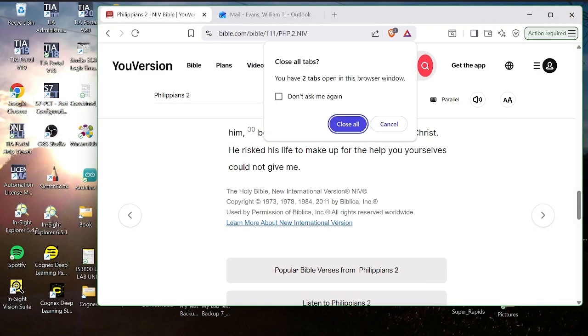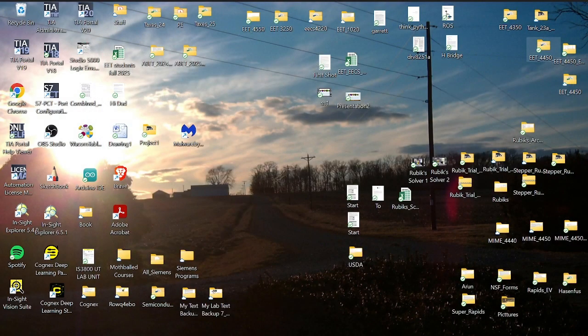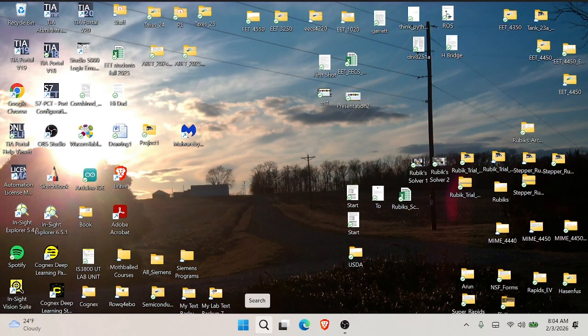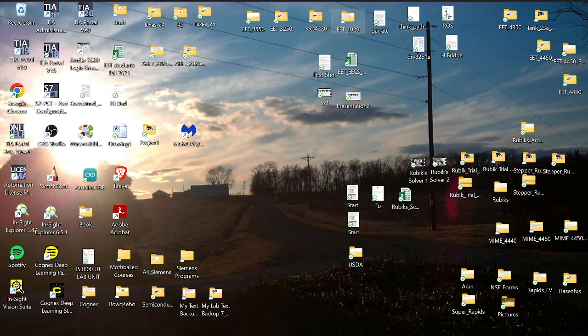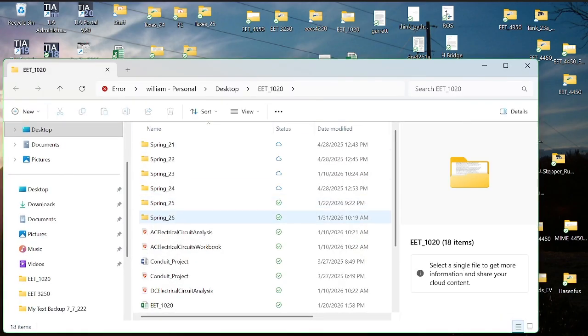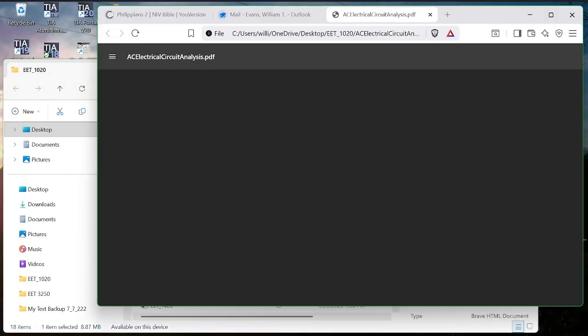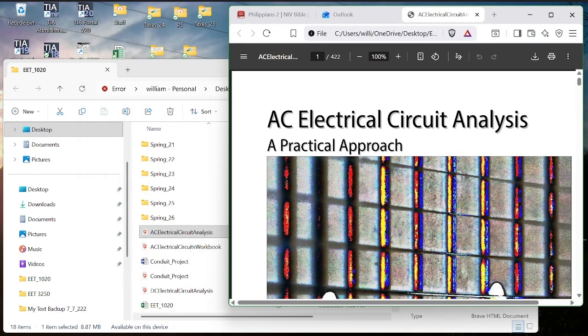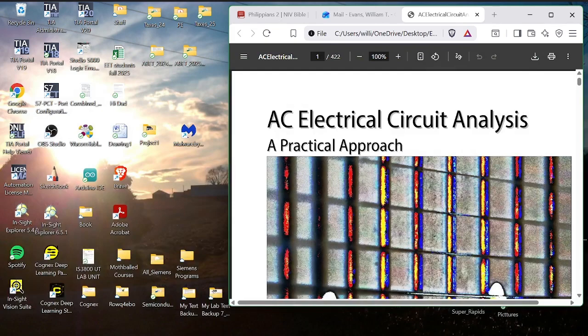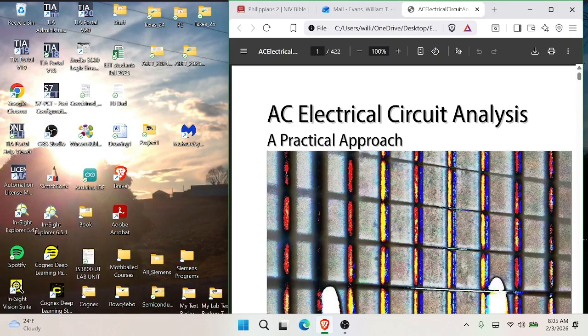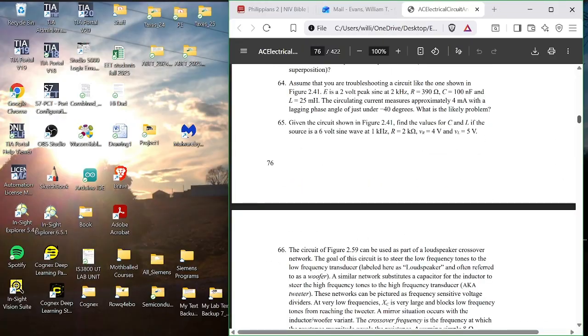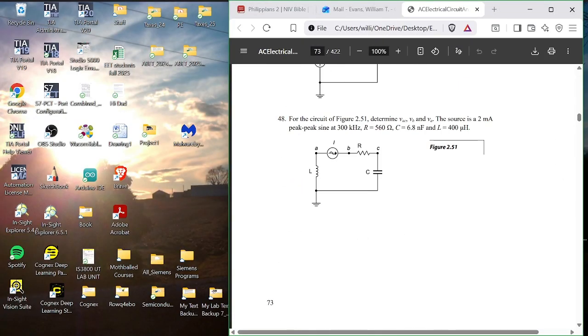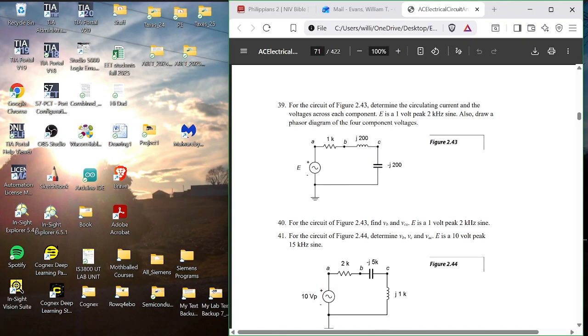So we're into chapter 2. And we're going to get a page up here so we can start working on these.